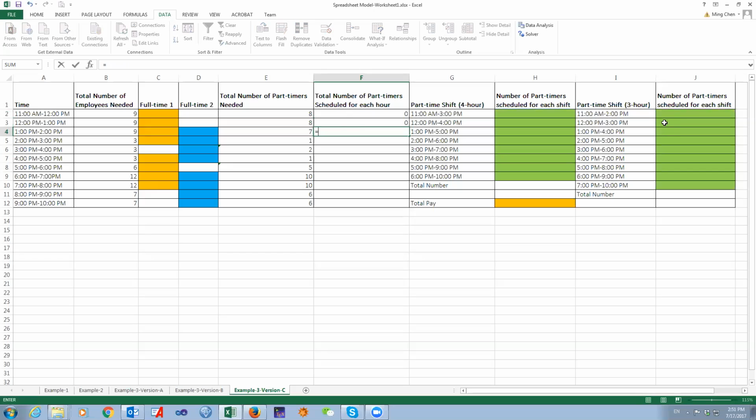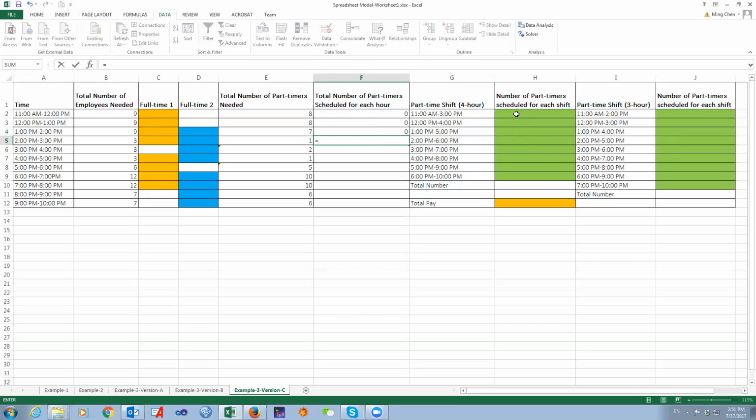Next one, from 1 to 2. Which ones cover 1 to 2? If you look at 4-hour shifts, the first one, the second one, plus the third one, 1 to 2. If you look at 3-hour shifts, the first one, plus the second one, plus the third one, 1 to 2. What about 2 to 3?